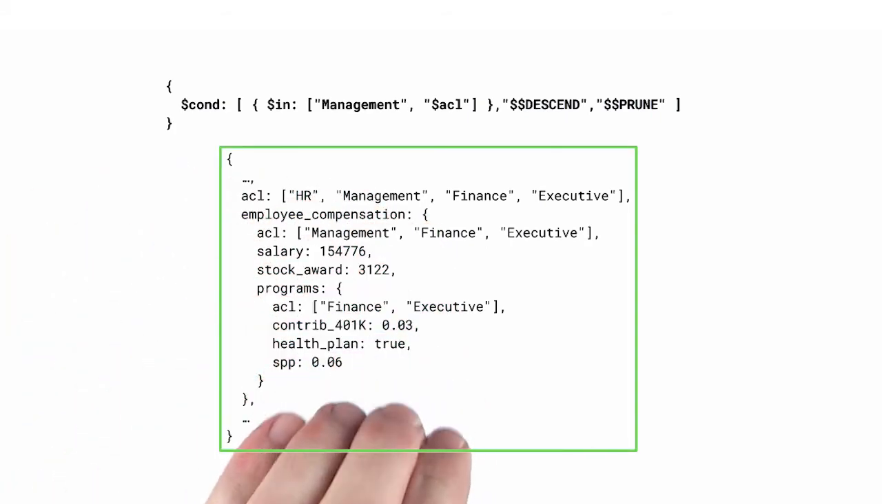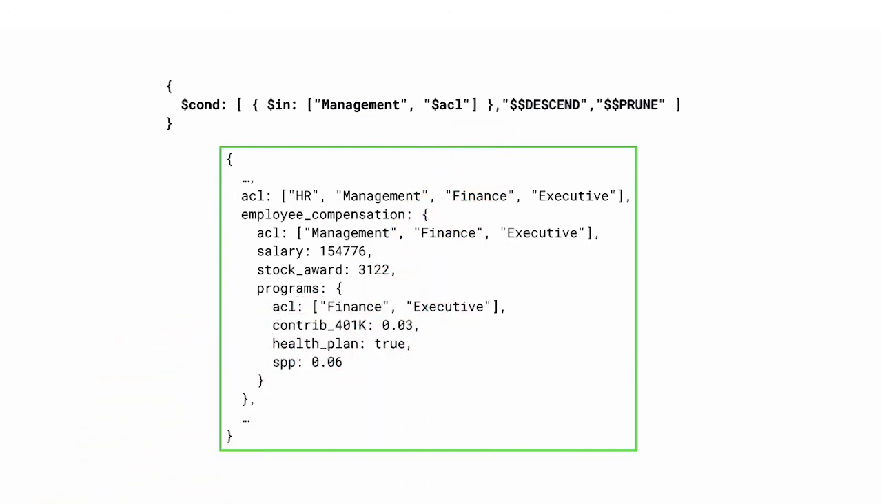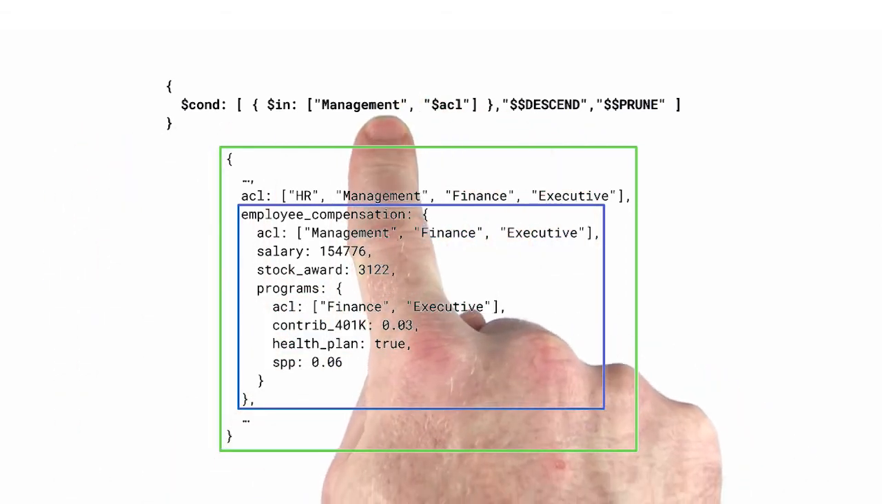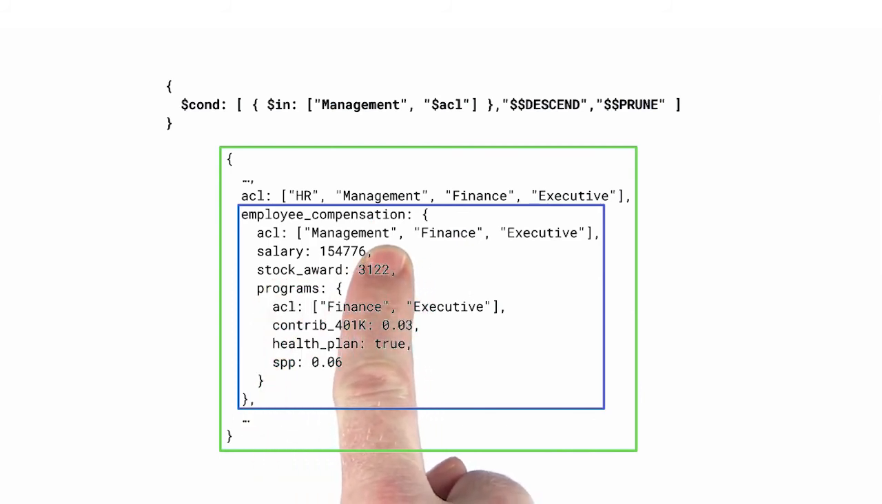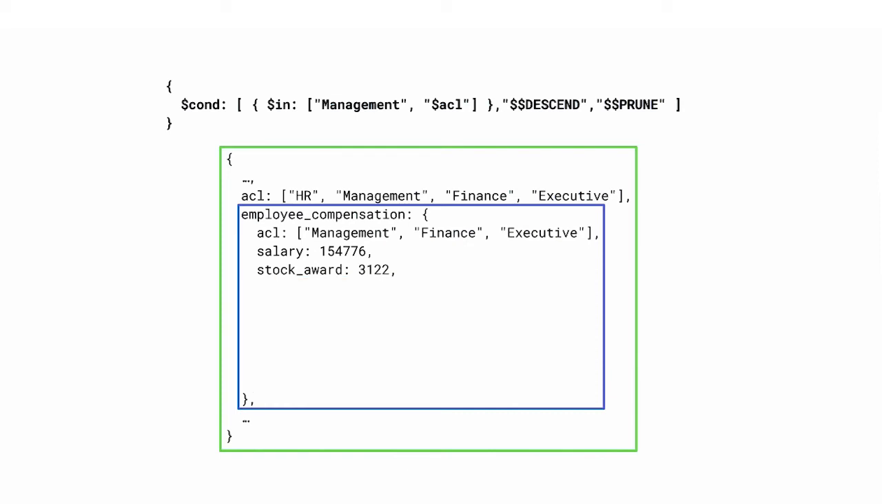We start with the entire document and compare whether management is in ACL. Since it is, it descends into the subdocument at employee compensation. Here, we now evaluate whether management is in ACL, which it is. So we descend further. At this level, upon evaluation, prune is returned because the ACL at this level does not include management. This level and any subsequent levels, if there were any, would not be returned. To the user, it's as if this field doesn't exist at all.